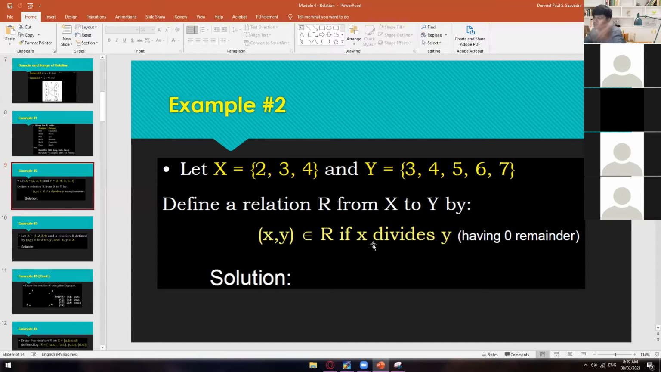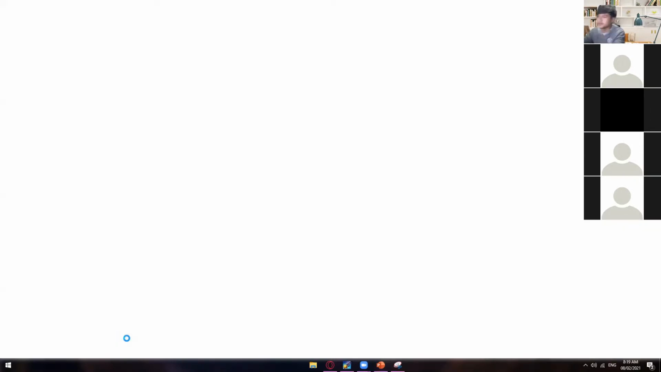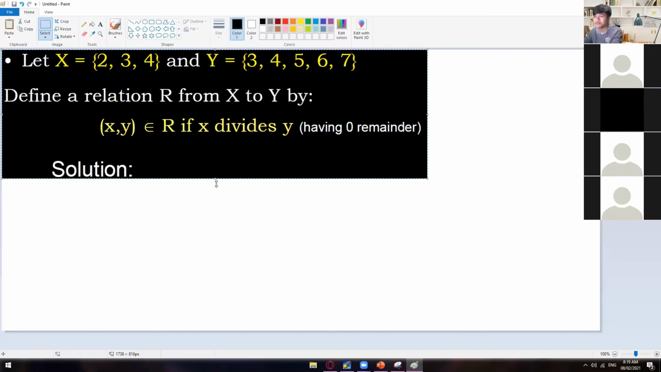So don't get confused on this one. X divides y, meaning your x is going to divide the y. So your x is the divisor. It doesn't mean that it's x divided by y. All right, so let's answer this one.